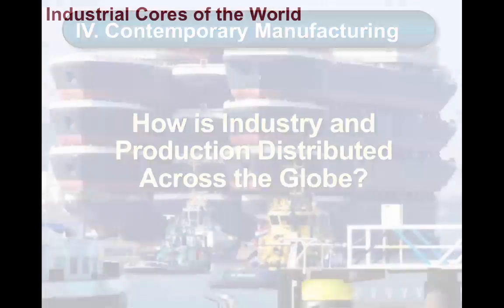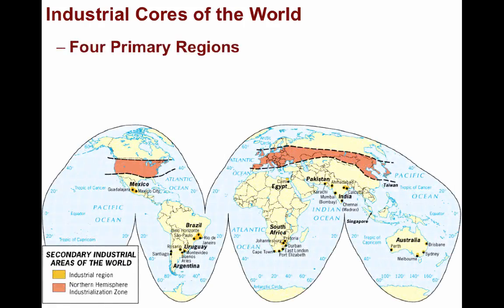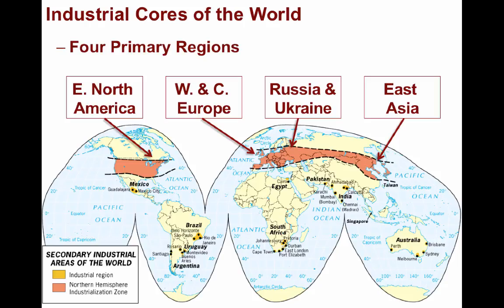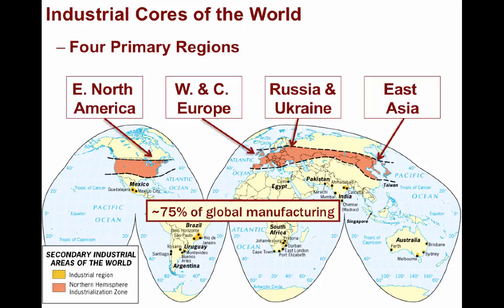In the world today, there are four primary regions or cores of manufacturing. From west to east, they are Eastern North America, anchored by Northeast United States and Eastern Canada; Western and Central Europe, where industrialization began; Russia and Ukraine, followed by East Asia, anchored initially by Japan and later by China, which has become one of the two largest economies in the world. By many estimates, these regions comprise around 75% of all manufacturing each year.